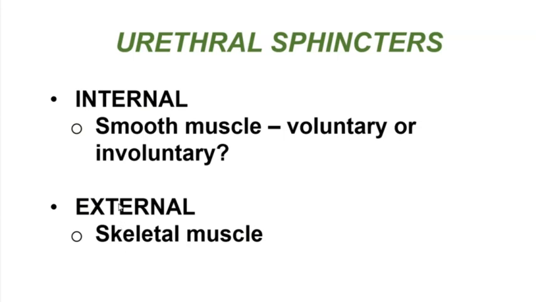We do have conscious control over a urethral sphincter that's closest to the urethral opening, or I should say a little bit closer to the urethral opening than the internal urethral sphincter. The external urethral sphincter is skeletal muscle, so it is voluntary, or a voluntarily controlled muscle. And the external urethral sphincter gives us the ability to choose when we want to void the urinary bladder.